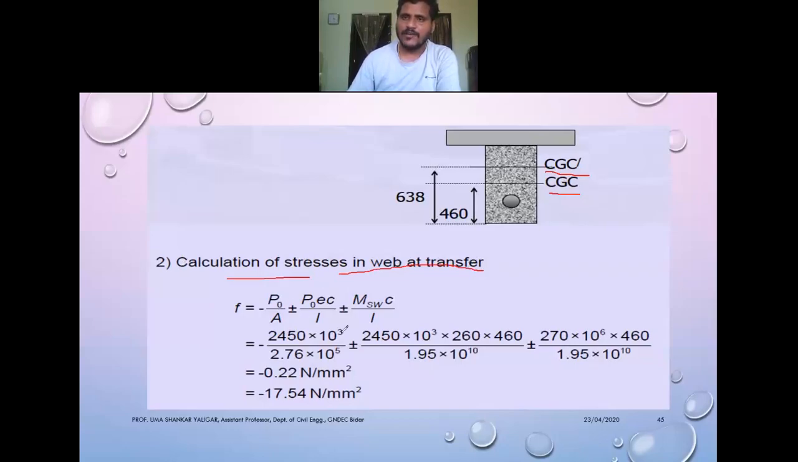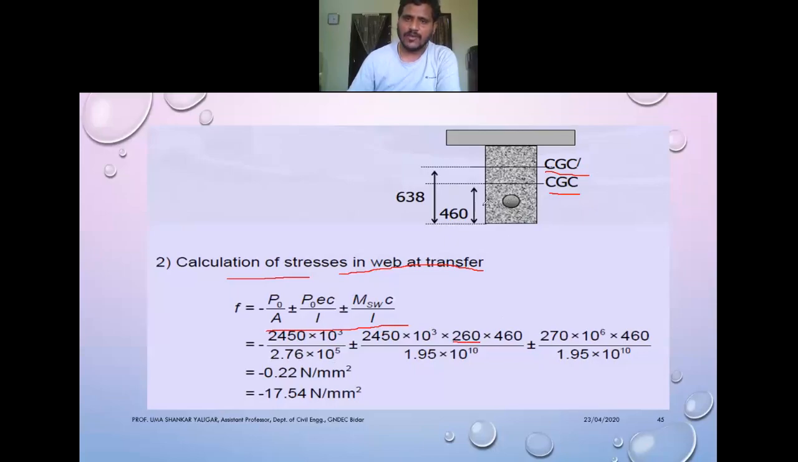Already we have derived this formula. The stress in the web at transfer is equal to P naught by A plus or minus P naught into e into C by I, plus or minus the moment term. P naught he has given as 2450 in terms of kilonewton, I am converting into Newton. Area we have calculated. P naught we know. Eccentricity he has given as 260.